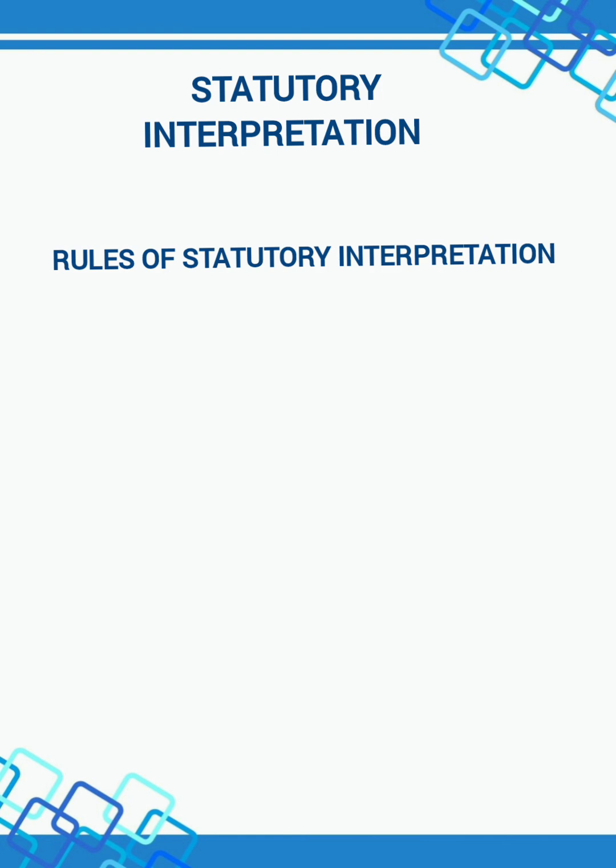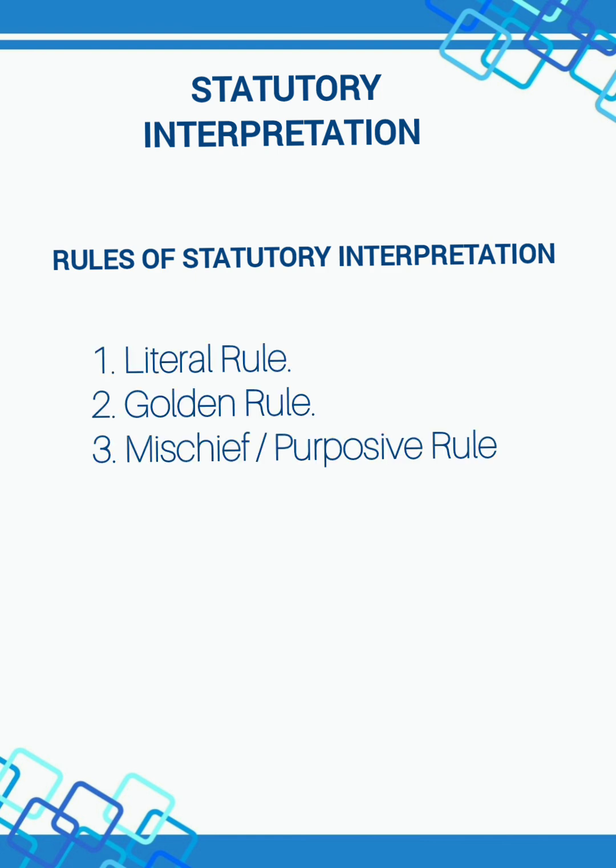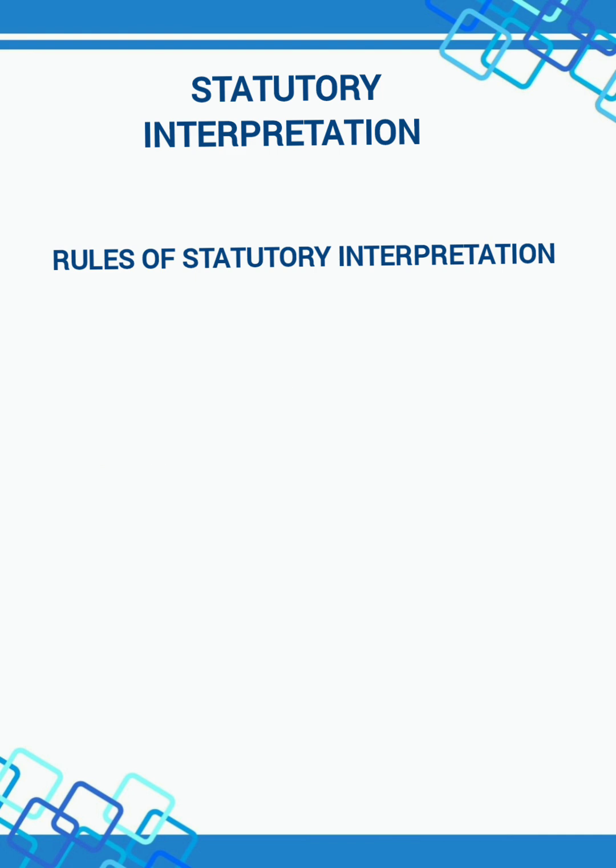We mainly have 3 rules of statutory interpretation, though most of you split one of them and make them 4, but we have 3. So we have the literal rule, the golden rule, and the mischief or purposive rule. So let's look at the literal rule.